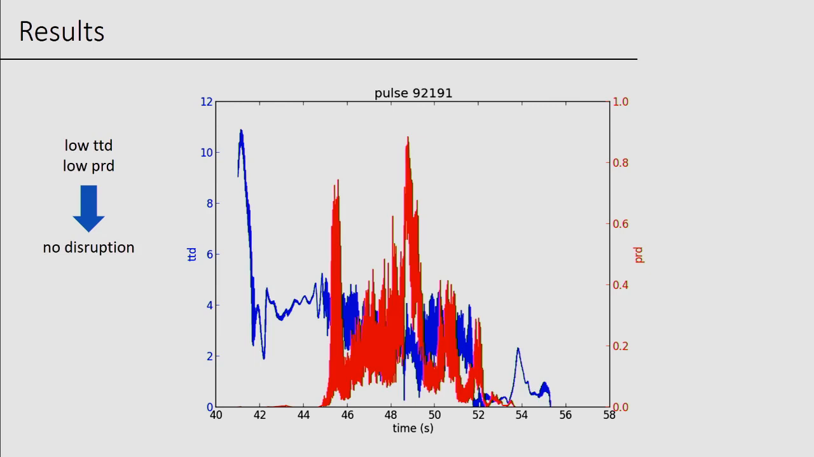Okay, here you see an example of a non-disruptive experiment. You can see that the time to disruption is hitting 0 actually. So the network thinks a disruption is about to happen or is actually happening, but it's not that way. If we look at the probability, it is also 0. So in this case, we don't have to trigger any alarm. So this is a true negative.